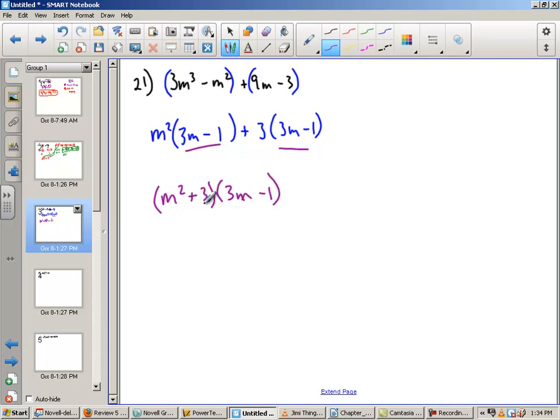And there we go. Now I do want to check and make sure that nothing factors. Well, m squared plus 3 doesn't factor, so I am done. That's it. If it factored, I would go through the process and expand it more.